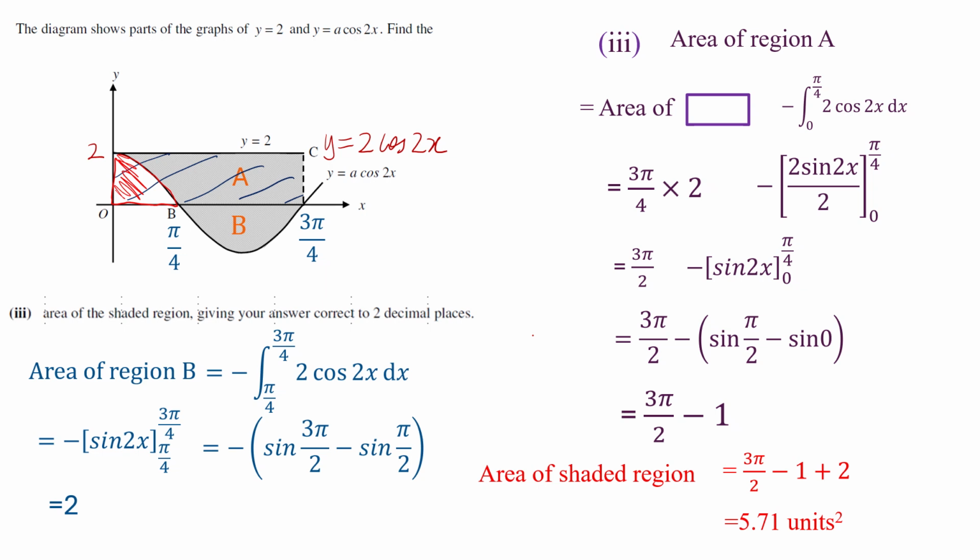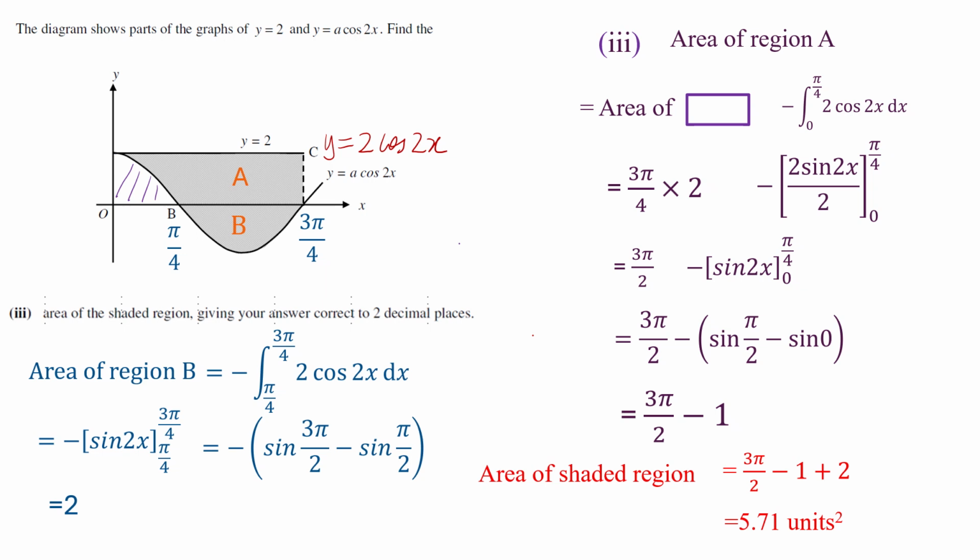So the area of the rectangle will be just base times height. This one is your base, which is 3 pi over 4. The height is 2. Okay, so that is the area of your rectangle. It's easy. Then minus away the area here of this curve, which means we have to integrate from 0 to pi over 4, 2 cosine 2x.